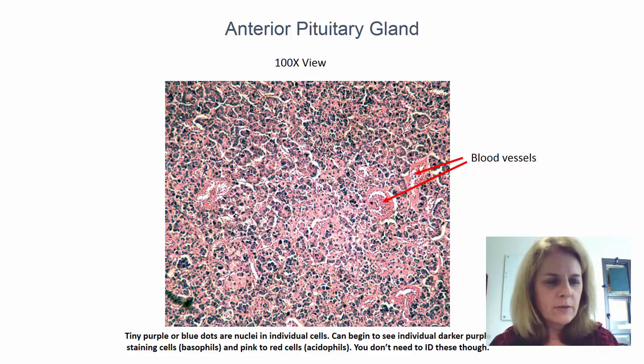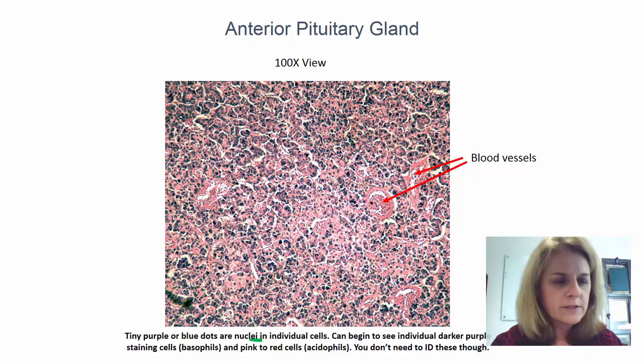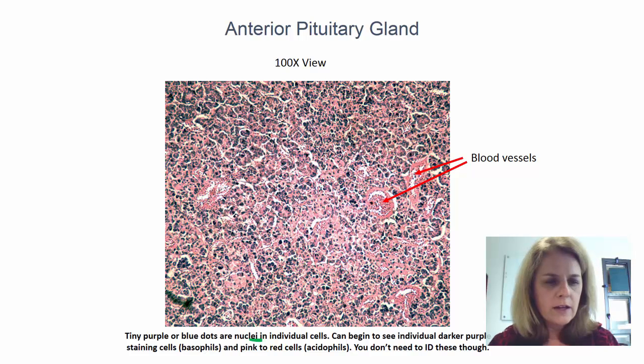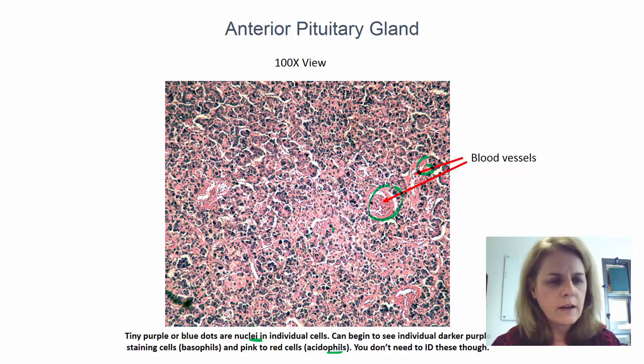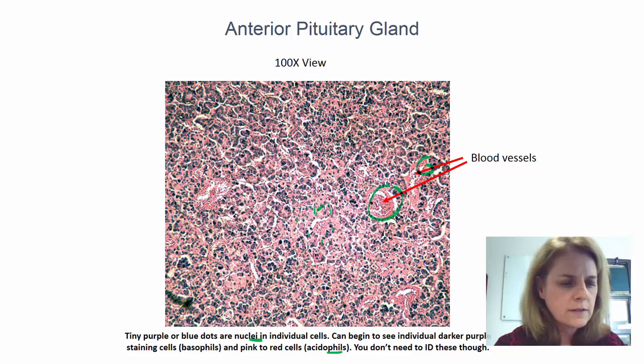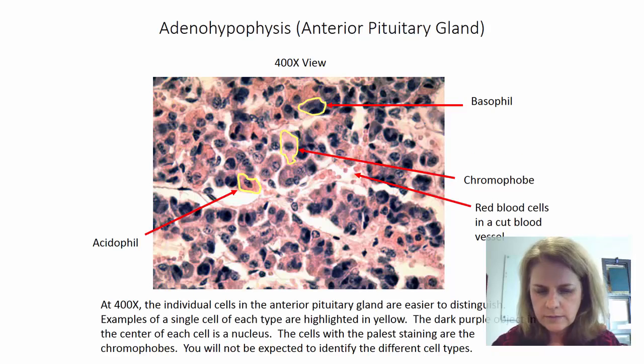So here's a blown up view of the anterior pituitary. Again, you have all these densely packed cells, and I know they're densely packed because the little dark dots are nuclei. Everywhere you see a dark dot is a nucleus. You can also see some individual cells, some basophils and acidophils. I'm not going to ask you those, but you can see a few of those on here, and you can see some blood vessels. All these little dots are the nuclei of these cells. So it's really densely packed.